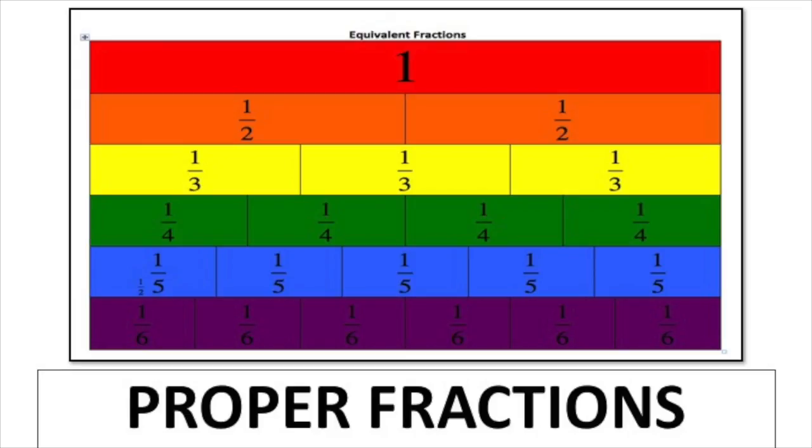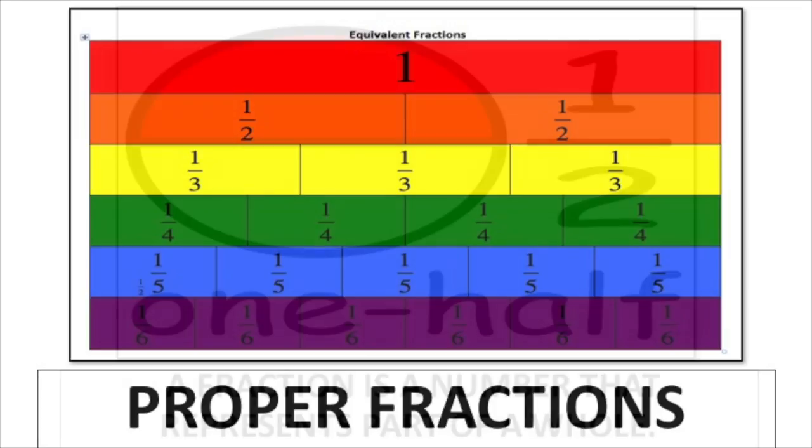One over three, correct. Or one third. And then we can go down the list until we come to here. Now there are six different parts to the bar. What does each fraction represent? One over six, or one sixth.